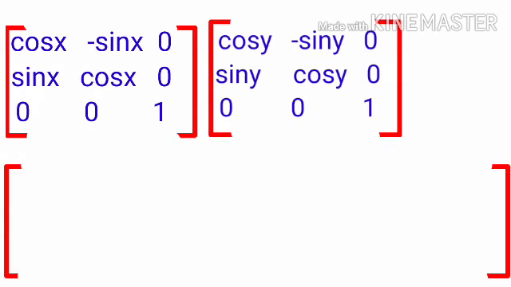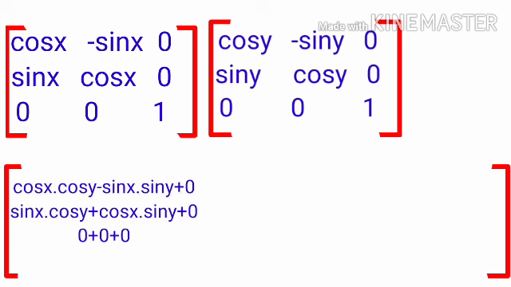So let's take first row and first column: cos x into cos y plus minus sin x into sin y plus 0 into 0, that is 0. Now the second element of the first column, second row first column: sin x into cos y plus cos x into sin y plus 0 into 0, that is 0. Now the third element of the first column, third row first column: 0 into cos y, 0 into sin y, once again 0, and 1 into 0, that is also 0. So this is the first column.